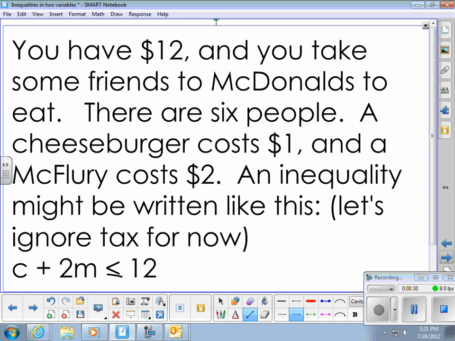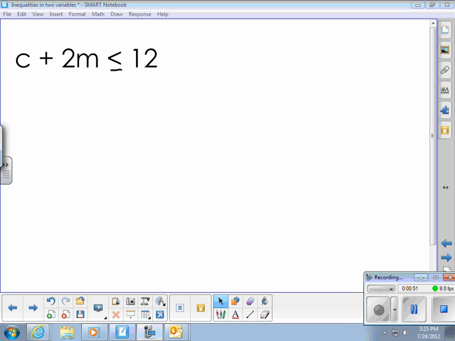We'll ignore tax. The number of cheeseburgers, we'll say that's C, times $1, so we'll just say C, plus $2 for every McFlurry, M will represent the number of McFlurries, needs to be less than or equal to 12. So C plus 2M is less than or equal to 12.